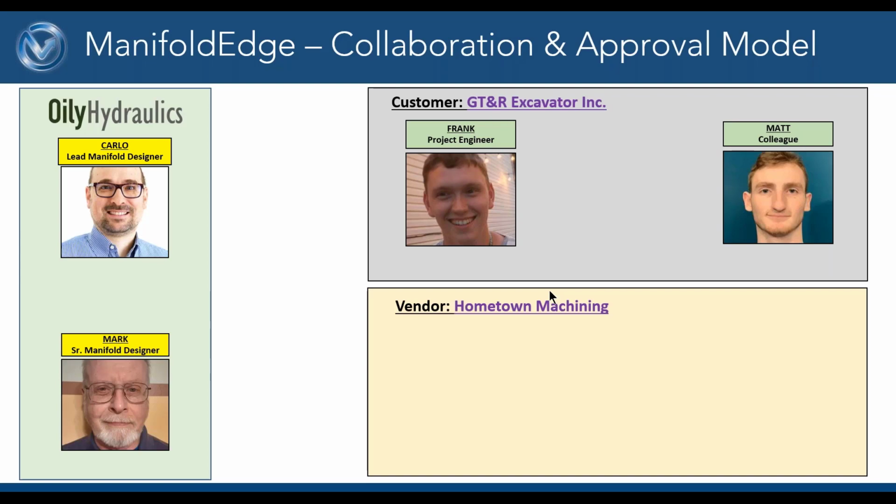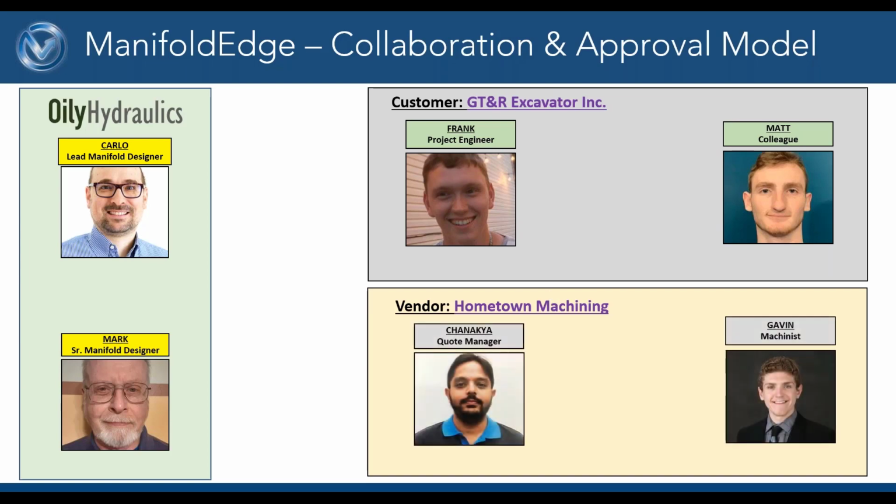Hometown Machining is a trusted vendor of Oily Hydraulics who machines manifolds when Oily doesn't have sufficient capacity to machine them internally. Chanukah manages all requests for quotes and frequently engages Gavin to review and comment on designs from a machinist perspective.